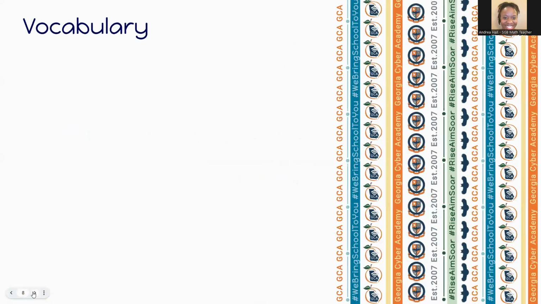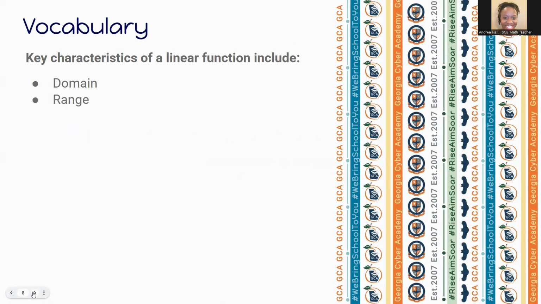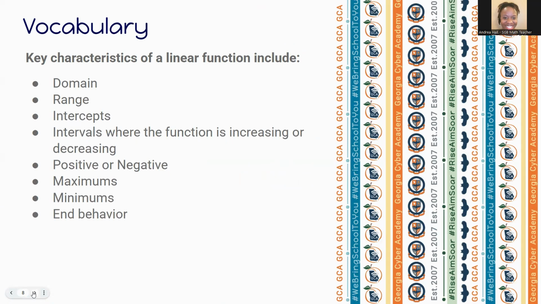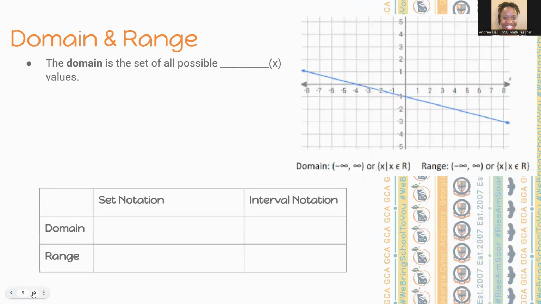So here's some vocabulary terms we're going to talk about today. The key characteristics of linear functions include domain, range, intercepts, intervals where a function is increasing or decreasing, positive or negative, maximums, minimums, and end behavior. So we're going to talk about all these in more detail today. But first, let's talk about your domain.